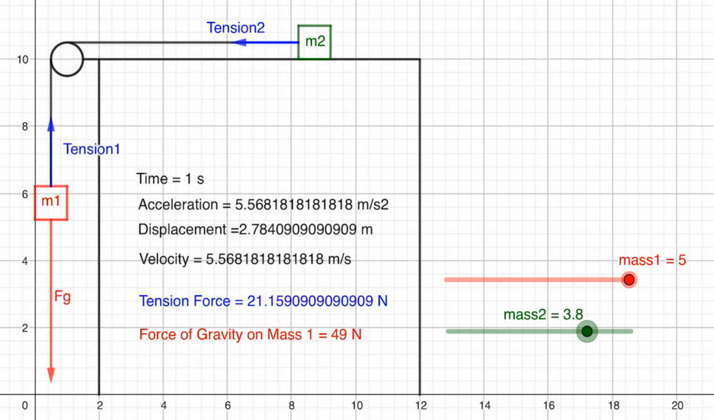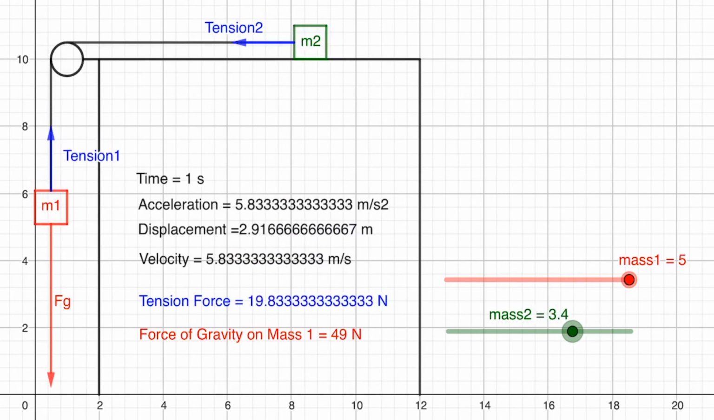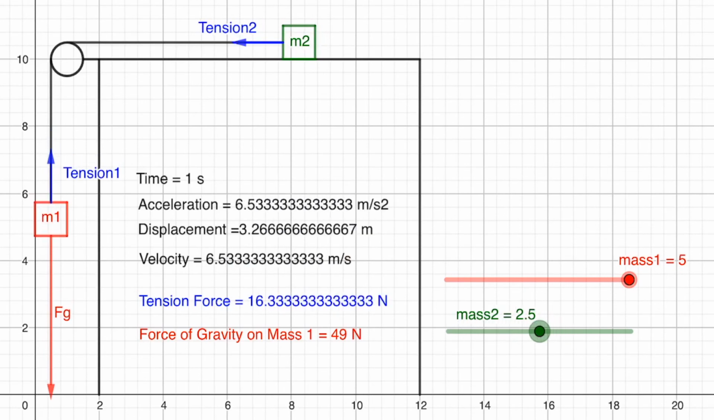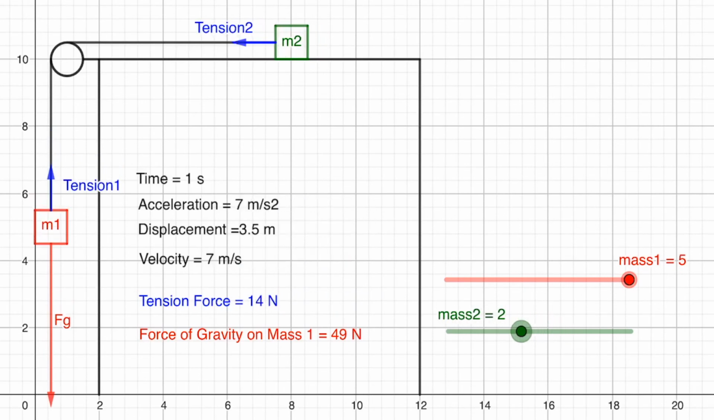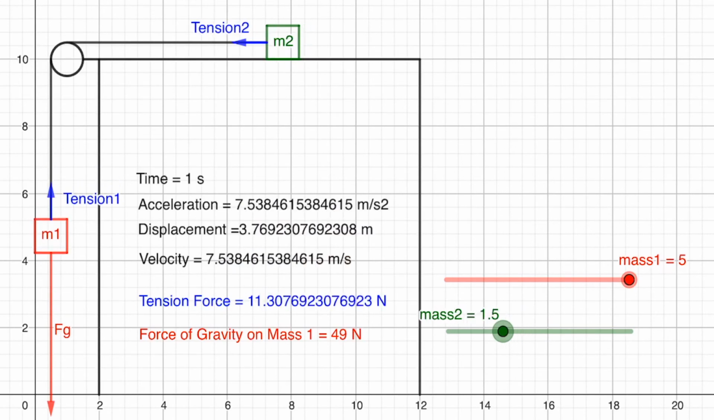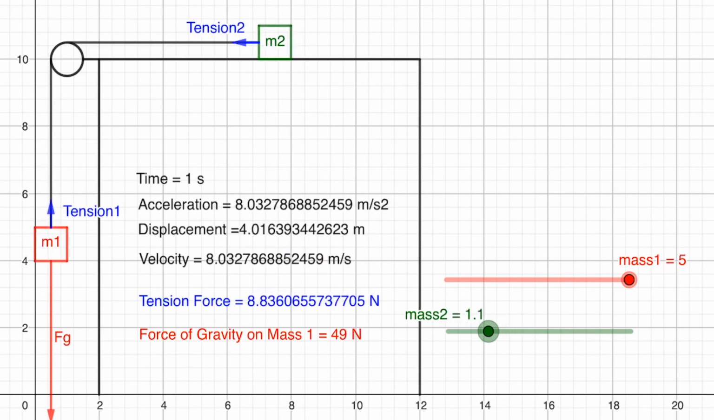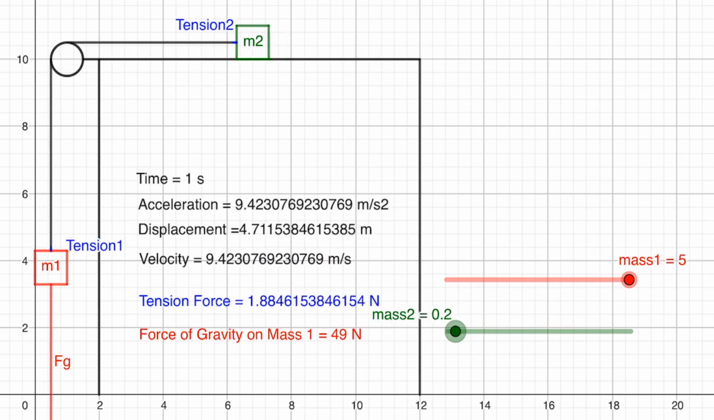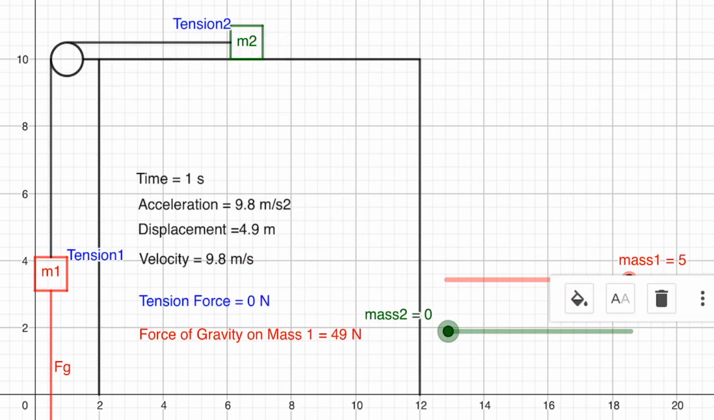I guess the bigger that mass 1 is relative to mass 2, the higher the acceleration we get there. So as you can see here, the acceleration gets down to 9.8 meters per second squared. And at 1 second, the velocity is actually equal to that as well. And you get half of that, 4.9 meters, after 1 second. Cool.